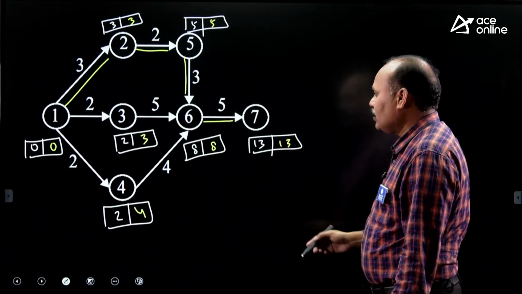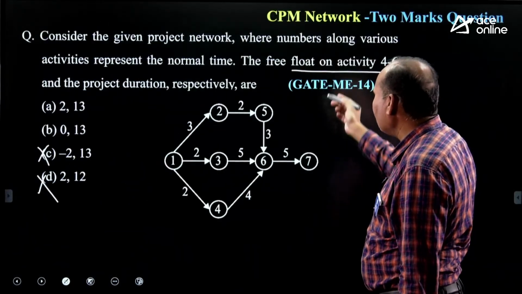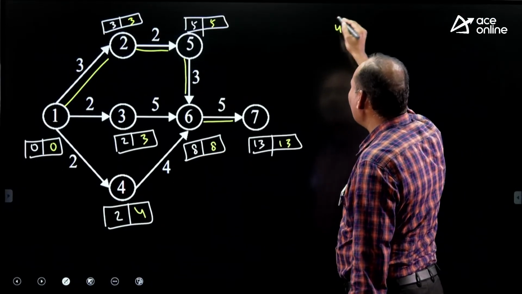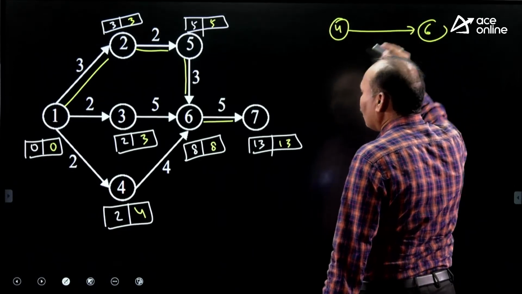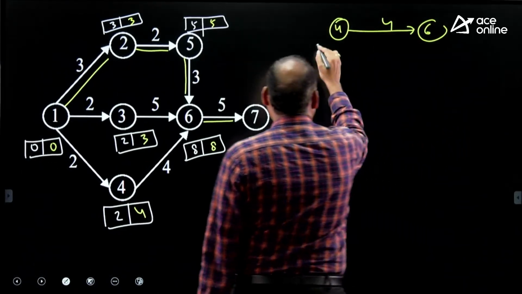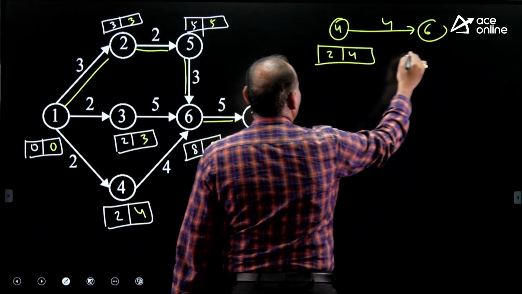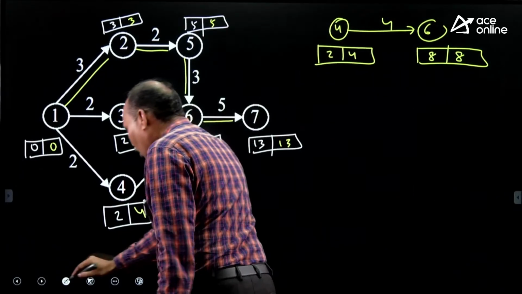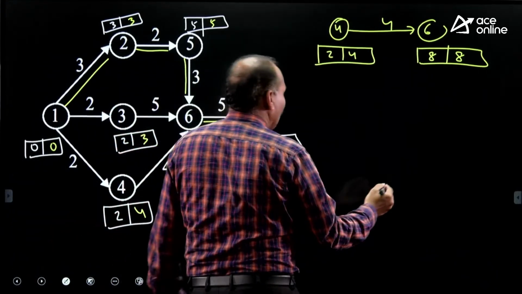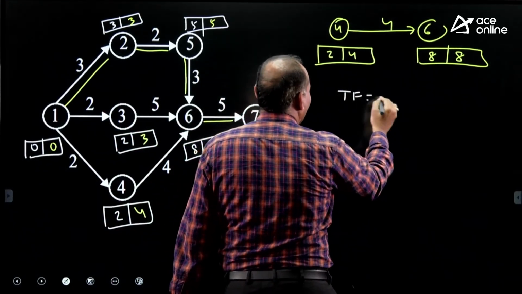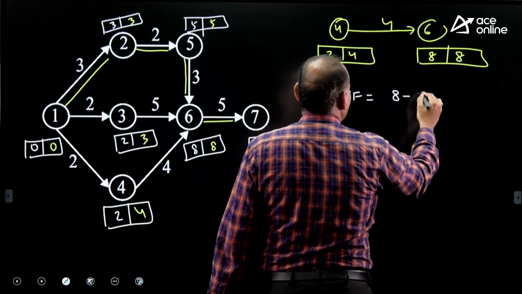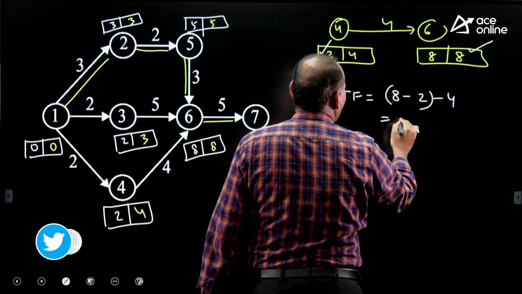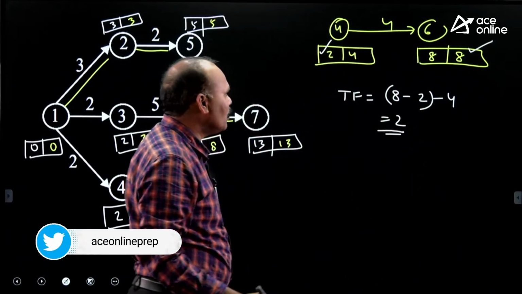What is the longest path here? Critical path is 1, 2, 5, 6, 7. And what is our activity? Activity 4 to 6. So 4 to 6 is here. Take out 4 to 6, and the duration of 4 to 6 is 4. At the 6th event, 8, 8. When you are taking total float, first of all total float you take. So total float is equal to 8 minus 2 minus 4, which is 2. Total float is equal to 2.